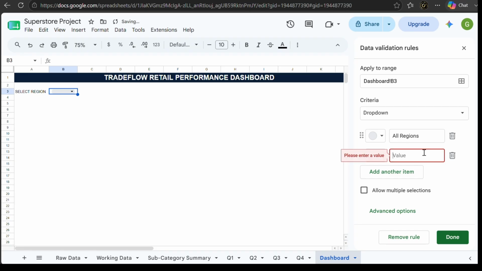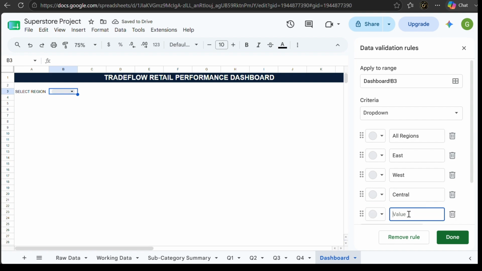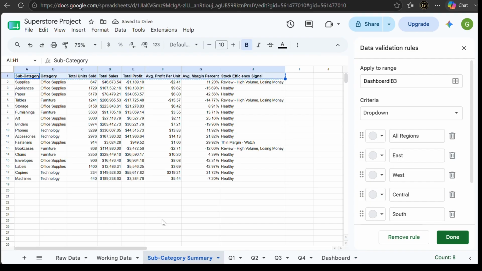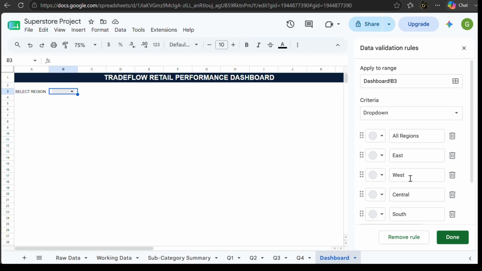I should also have east, should have west, I should have central, and then the last would be south. How did I know about these regions? If you go to, for example, okay, that should not be this. Yeah, these are the regions that you have: central, east, west, and south. So you want to filter by either all regions, or you want to be specific to the central, the east, the west, or the southern region.